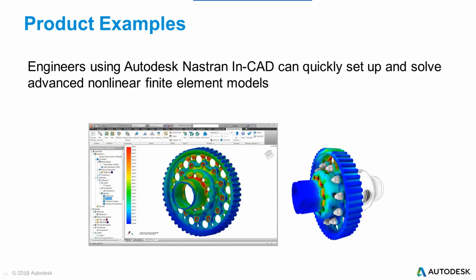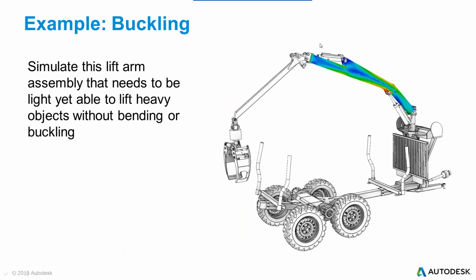So here I've got a few slides of just different examples of product setups. Here are some advanced nonlinear finite element models, just a simple structure here. Maybe we want to take a look at buckling. You want to be able to simulate this lift arm and make sure the structures themselves are strong, but maybe the material is going to buckle, even though you may not have something super intense that you might think it would normally be fine with.